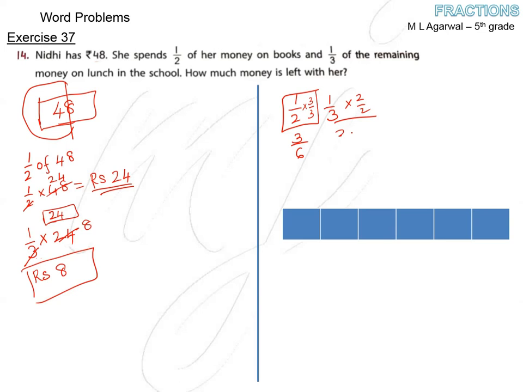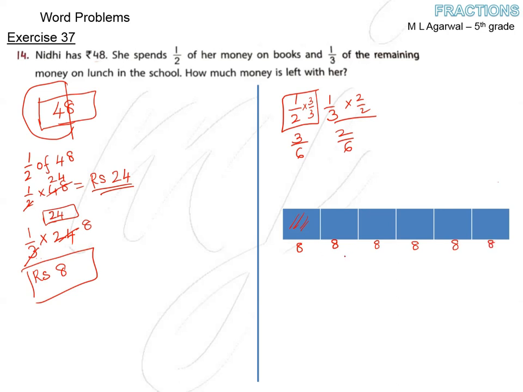Okay. So half means 3 parts, and the total is 48. If I divide it into 6 equal parts, how much is each part? 6 eights are 48. So each is 8 rupees. 8 ones are 8, 8 twos are 16, 8 threes are 24, 8 fours are 32, 8 fives are 40, 8 sixes are 48. Each block is 8. Total is rupees 48.